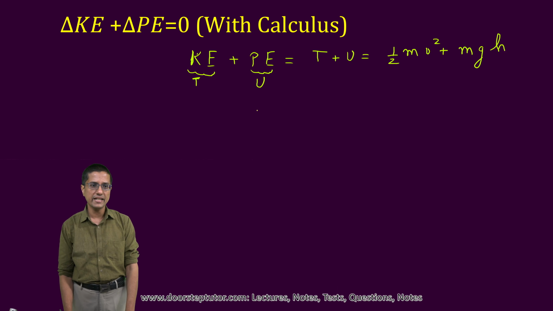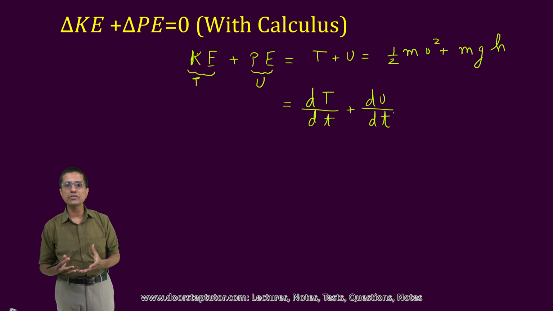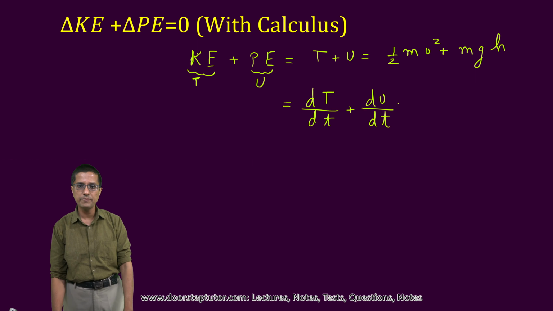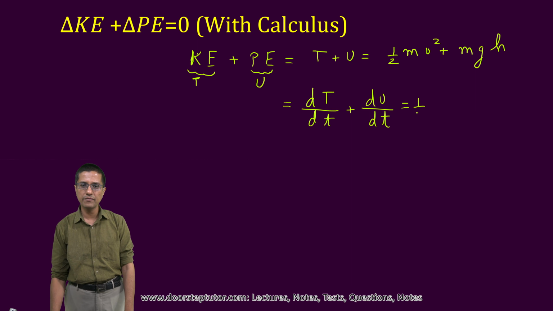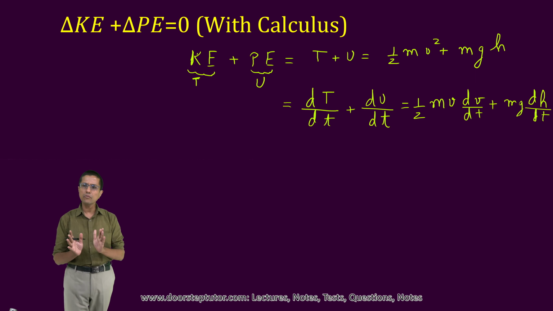Now what about change in kinetic energy? So this becomes d/dt, the derivative with time. Okay, so this is what we are concerned with, right? As the time evolves, how do these quantities change? So this becomes half of mv dv by dt plus mg dh by dt. Okay, so what I have done is very simple.